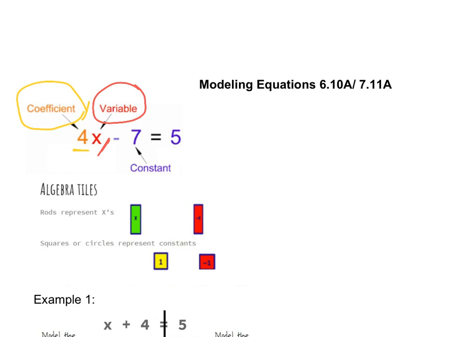The constant are the two numbers in blue. They are constant, they're not changing. So that's anything that you can add or subtract would be considered a constant.